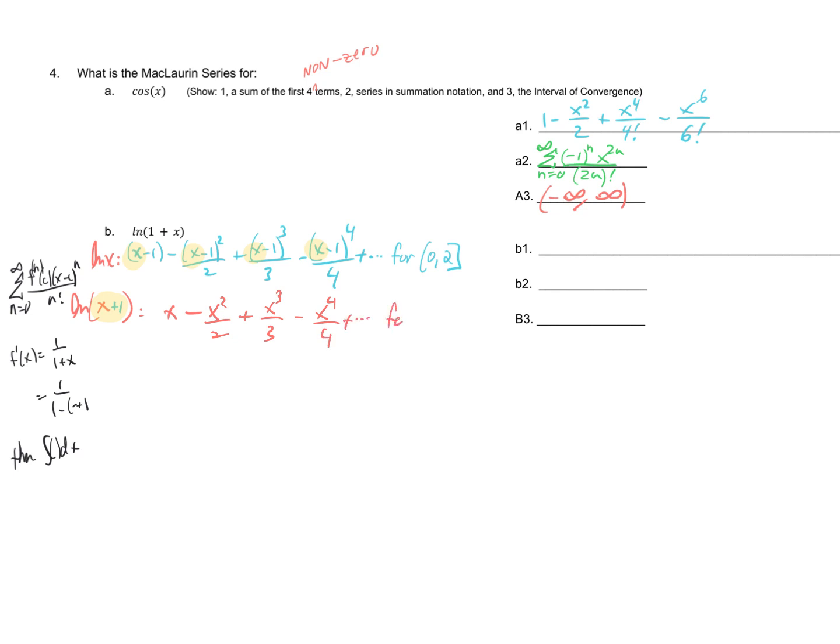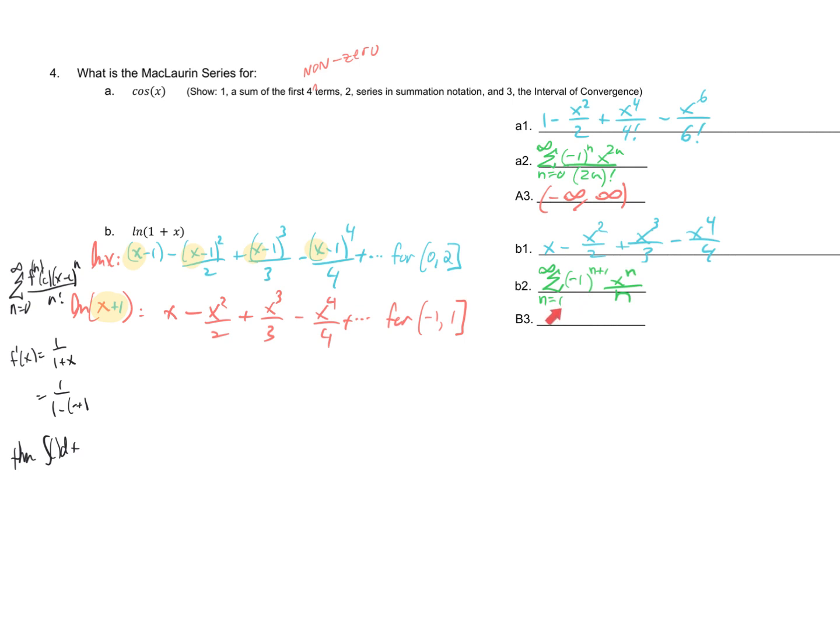Now, what about the interval of convergence? Well, this was a horizontal translation, 1 unit to the left, and therefore our interval of convergence will be from -1 to 1, half open, half closed. There are the first 4 non-zero terms of the series. There is the series in summation notation, starting at 1.